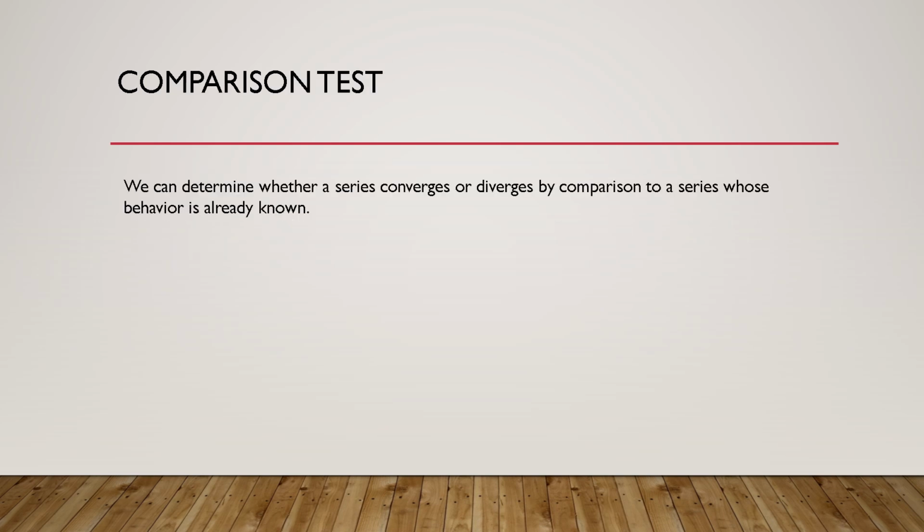In this video, we'll be discussing the comparison test, the alternating series test, and absolute convergence. We can determine whether a series converges or diverges by comparison to a series whose behavior is already known. The following theorem for the comparison test for convergence holds.